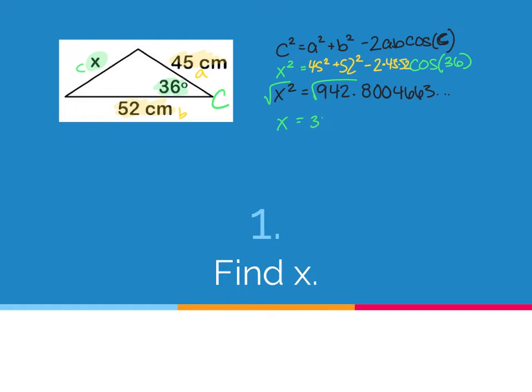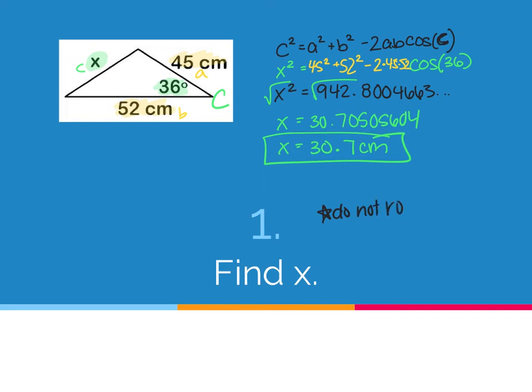So we get 30.70505604. Now it's okay to round. x is approximately 30.7 centimeters. So let's remember, do not round until the end.